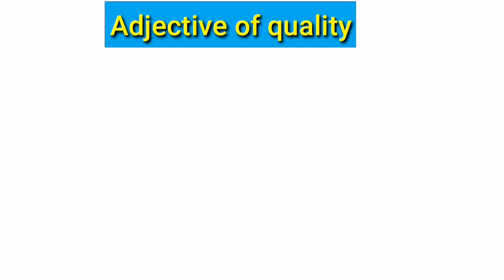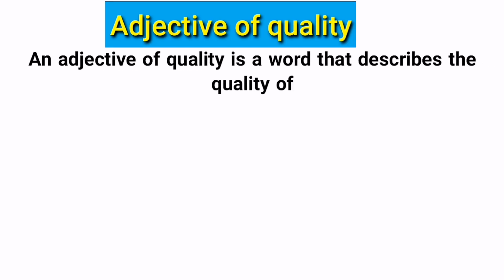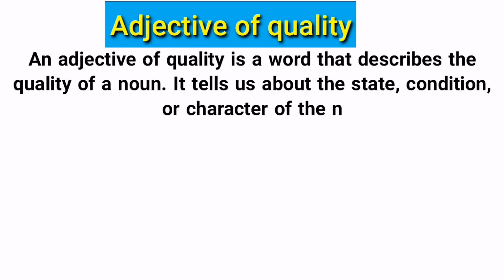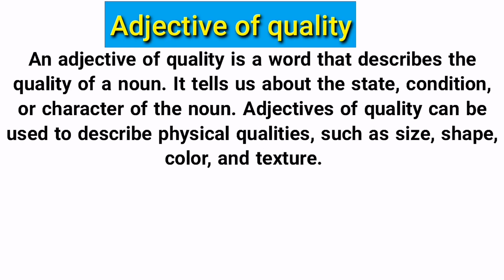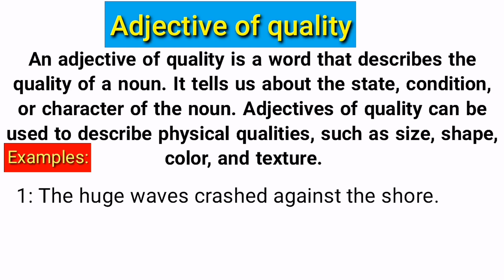Adjective of quality. An adjective of quality is a word that describes the quality of a noun. It tells us about the state, condition, or character of the noun. Adjectives of quality can be used to describe physical qualities, such as size, shape, color, and texture. For example, the huge waves crashed against the shore. Here the adjective, huge, describes the size of the waves. It tells us that the waves are very large.